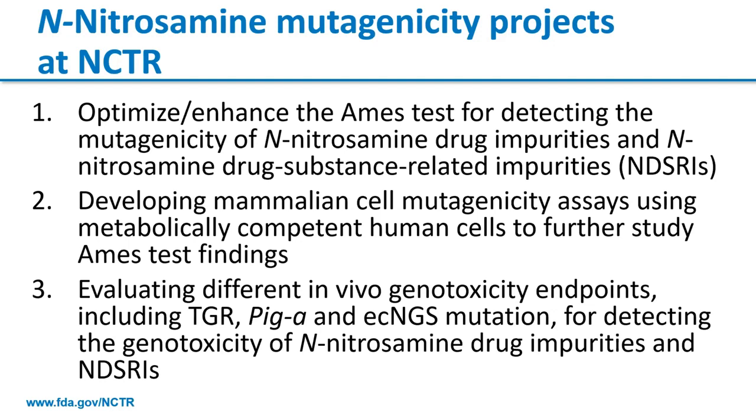We also have made a considerable effort with in vitro mammalian cell assays. In our mammalian cell studies, we have concentrated on using human cells that have endogenous human metabolic activity. And I'll cover these first 2 points in this talk, but we also have started some in vivo work using the Big Blue rat model. The objective here is to evaluate different in vivo genotoxicity endpoints, including the transgenic mutation endpoint, error-corrected NGS, and PIGA mutation, in order to determine which are the most appropriate for detecting the genotoxicity of nitrosamines in vivo.